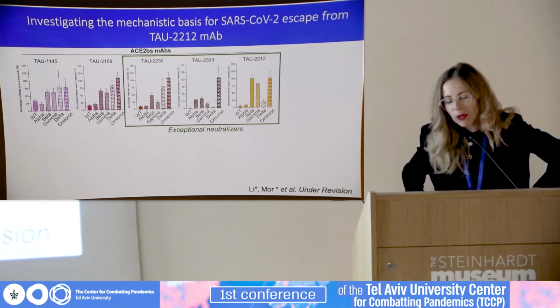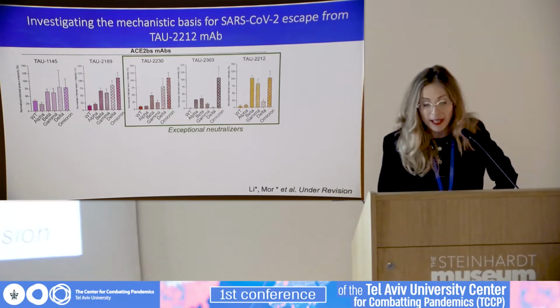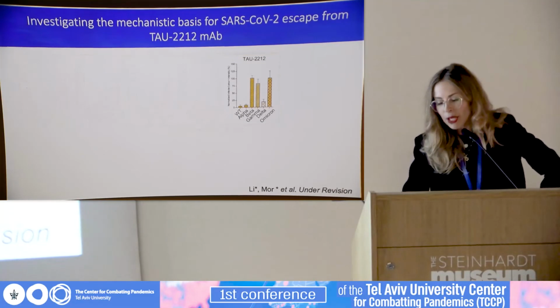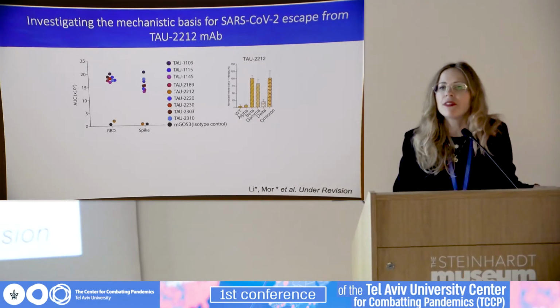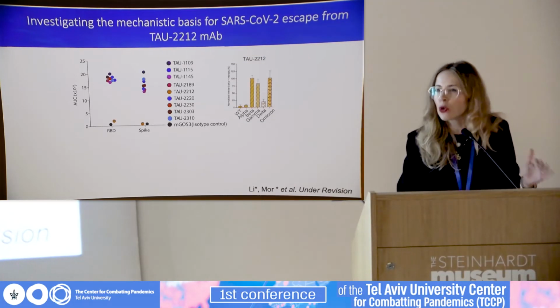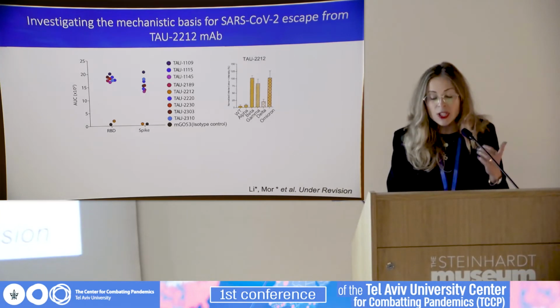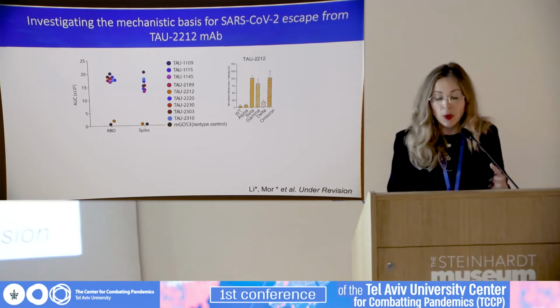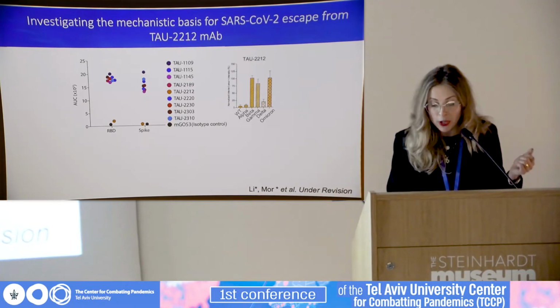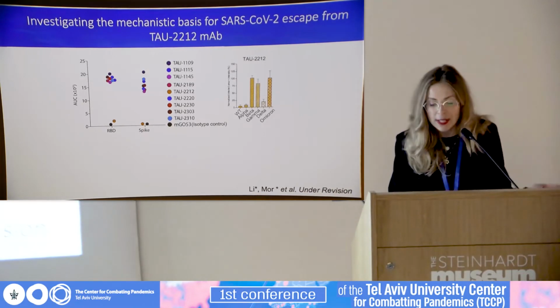Now, I want to focus on the other antibody, and this one is really interesting because this antibody didn't bind any of the antigens in ELISA, as I showed you a few slides ago. And for the structure here, again, we were lucky to get a cryo-electron microscopy structure of this antibody with the spike.